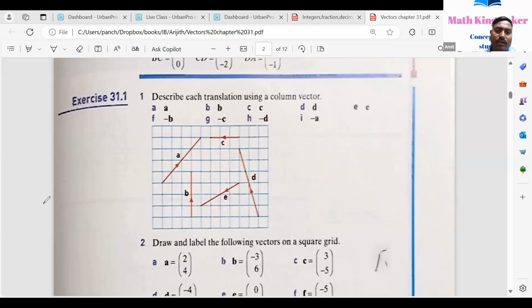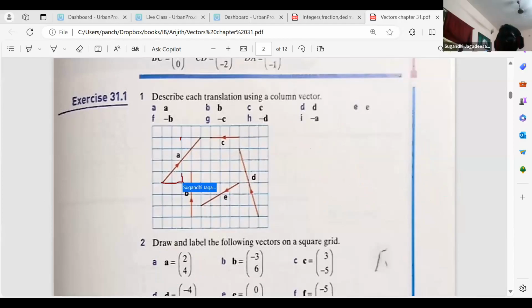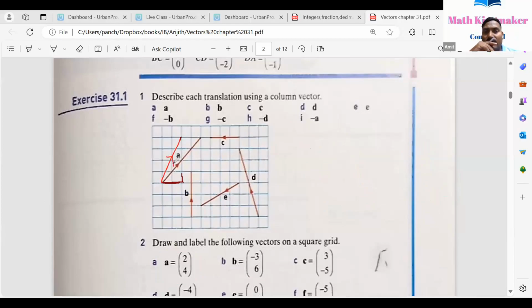Or I have to give you the grid. No, sir, I'm drawing. Okay. Just go 2 right and 4 up. Yes, sir. So I went 2 right here, and I have to go 4 up. So this will be your 2, 4 vector.